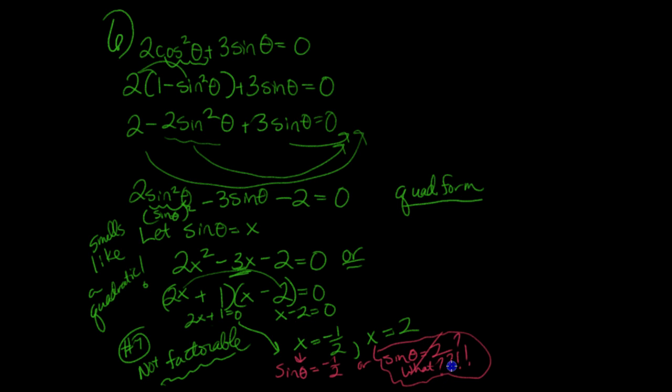So this is out. This is no solution there, but we still have a solution, so you don't even need to write that. You just don't need to consider that. So the only thing that we're considering is this negative 1/2. Okay, so sine theta equals negative 1/2. When is that? What values of theta give you a negative 1/2? Remember, that's the y values. Well, theta could equal, if you're thinking about the unit circle, negative pi over 6.